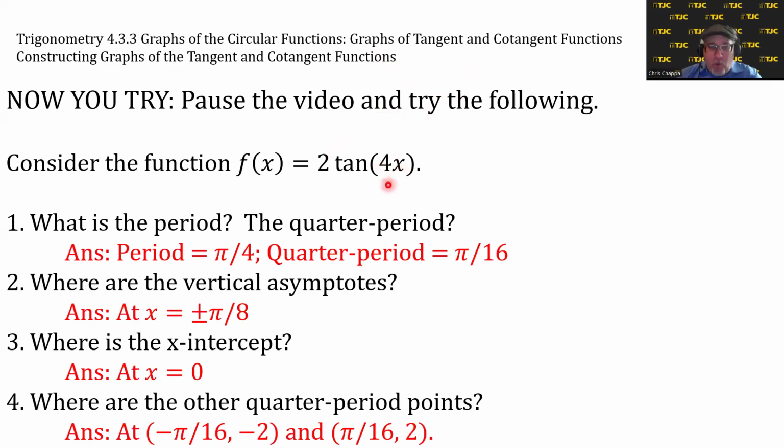Period is pi over 4, and 1/4 of that is pi over 16. If you take the interval negative pi over 2 to pi over 2 and divide it by 4, you get plus or minus pi over 8 for the endpoints, and so those are the vertical asymptotes. X-intercepts at 0, and the quarter period points are as listed.